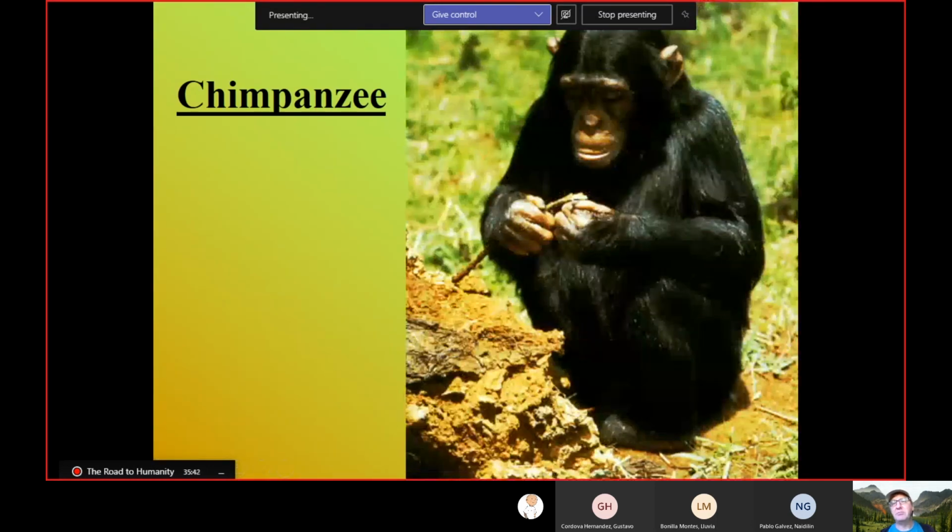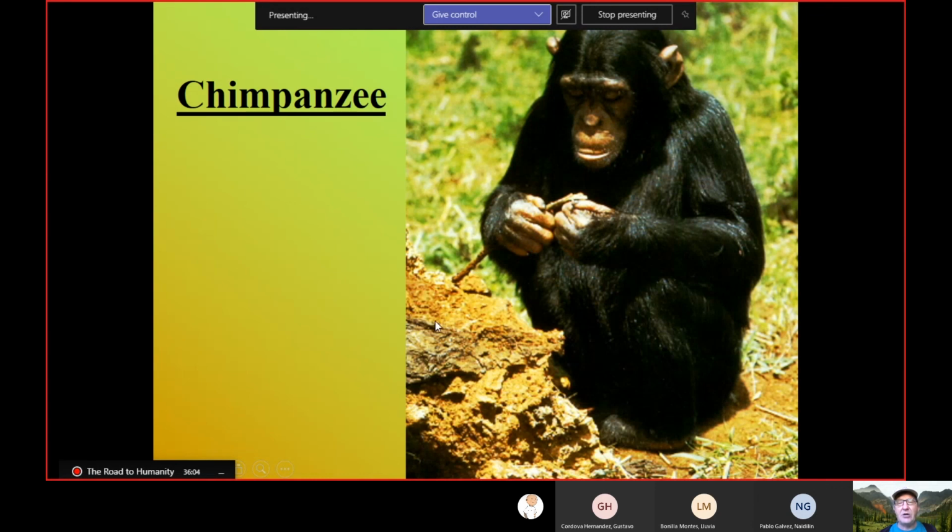And here's a chimpanzee. We think this is our closest living relative. These guys are very intelligent. In fact, this is a photo of this chimp using a tool. So they took this stick and broke it into the right shape where they can take the stick and put it into this termite mound down here.